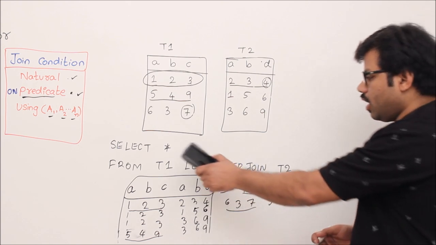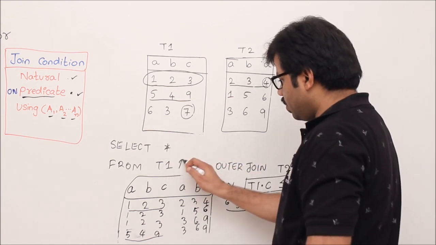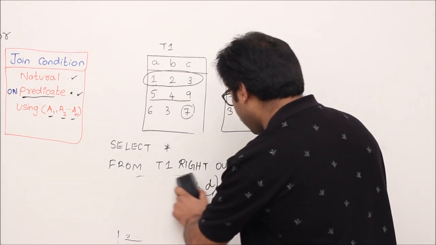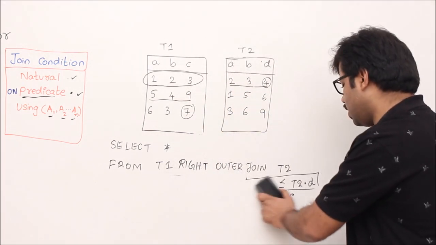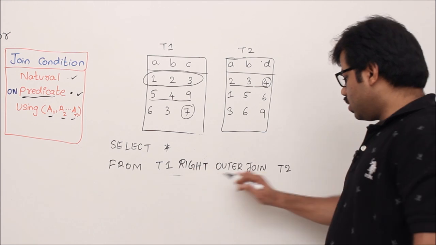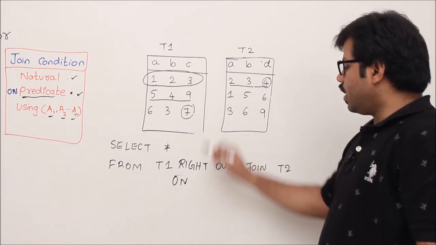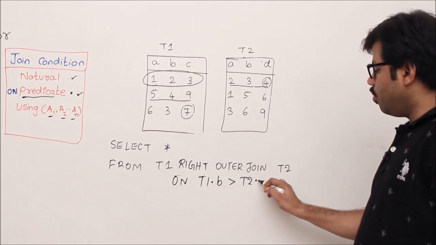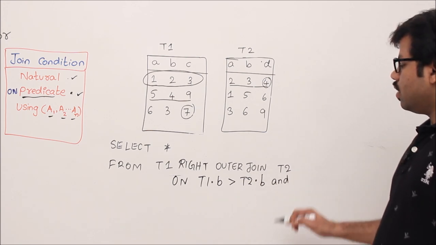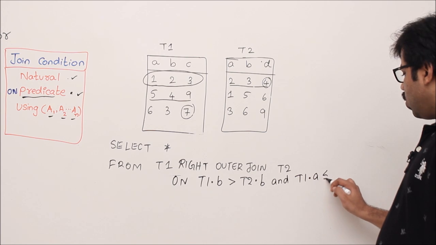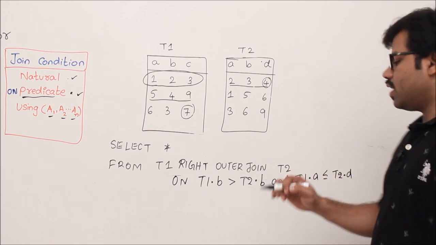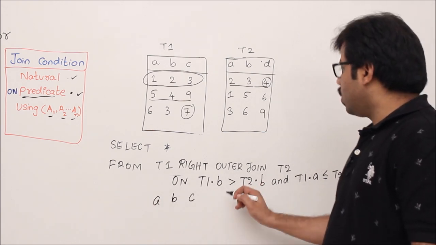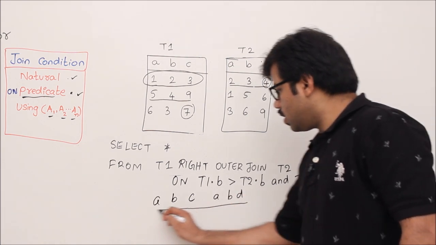Now we'll see right outer join. What if it is right outer join? Okay. Now condition, let's take a different one. So let me take a condition like T1 right outer join T2 on T1.B greater than T2.B, and another condition we'll take T1.A less than or equal to T2.D. Any number of conditions we can write. So output will be again 6 columns, A, B, C, A, B, D, right? So this is the structure of the table.